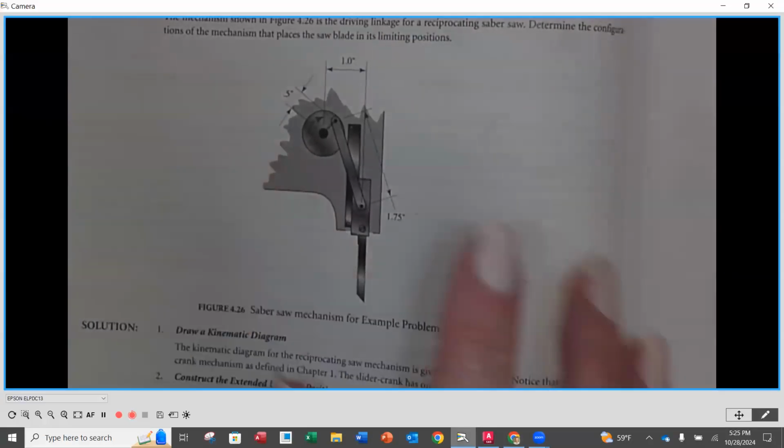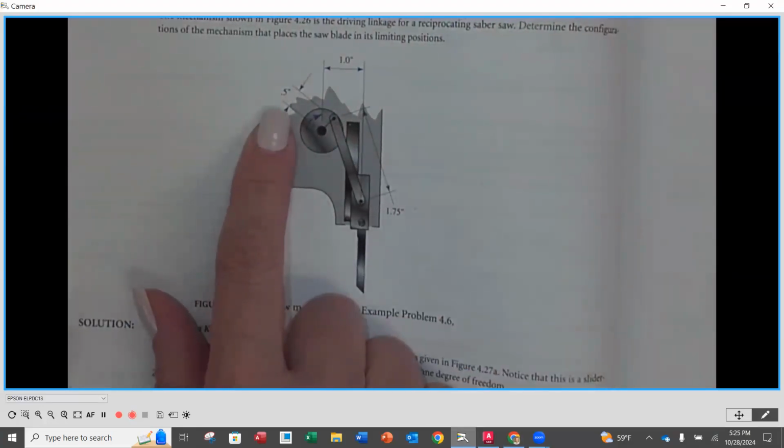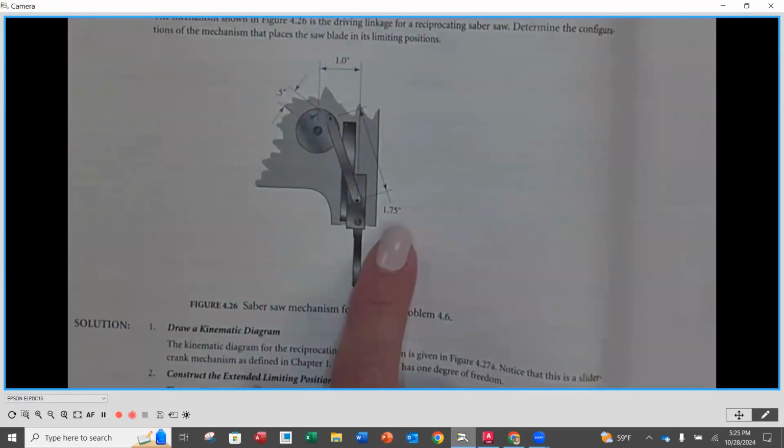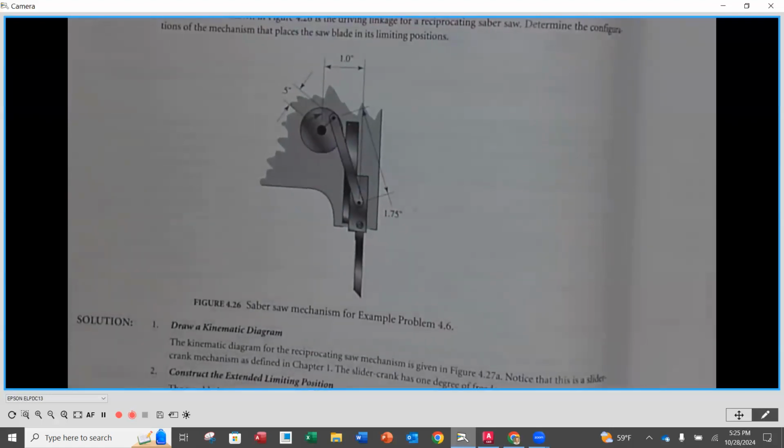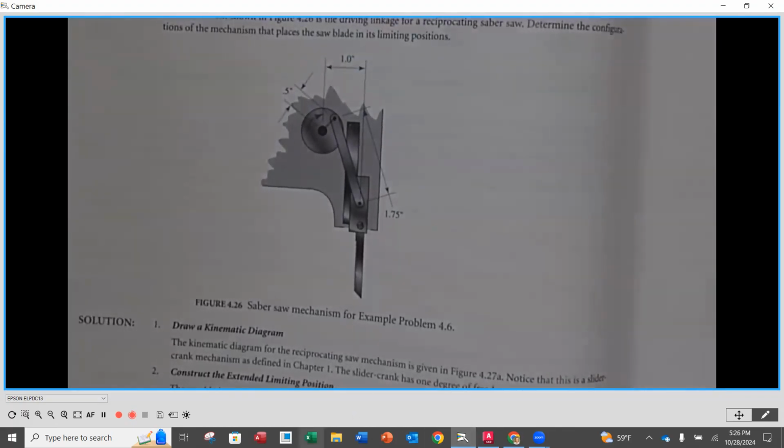So if we go back underneath, our L2 is a 1/2 inch, and we're going to subtract that from the length of L3, which is 1.75. So what's that number? 1.75 minus a half inch? 1.25, exactly. So now that's going to be our new radius that we're going to do.